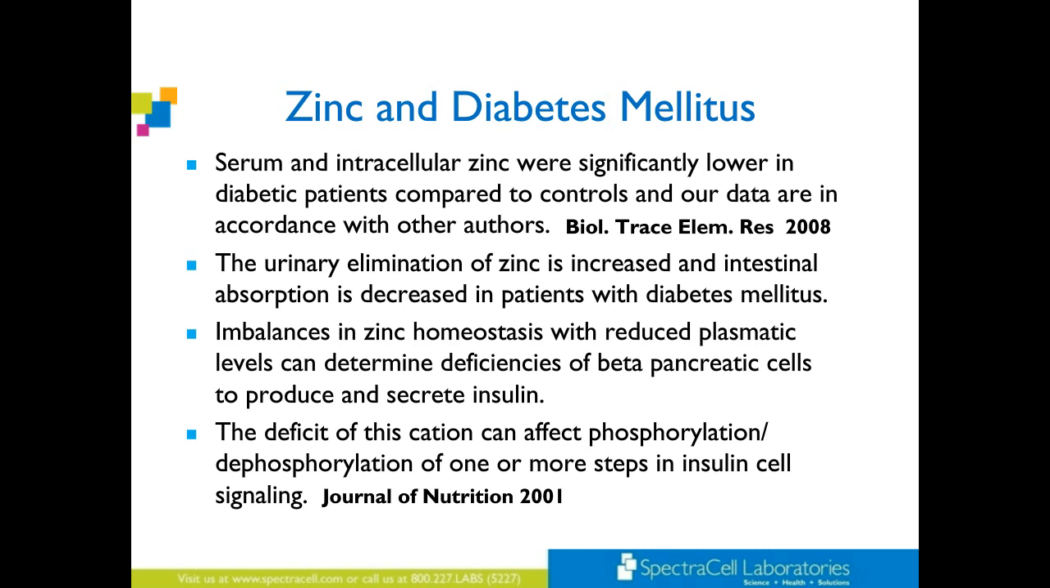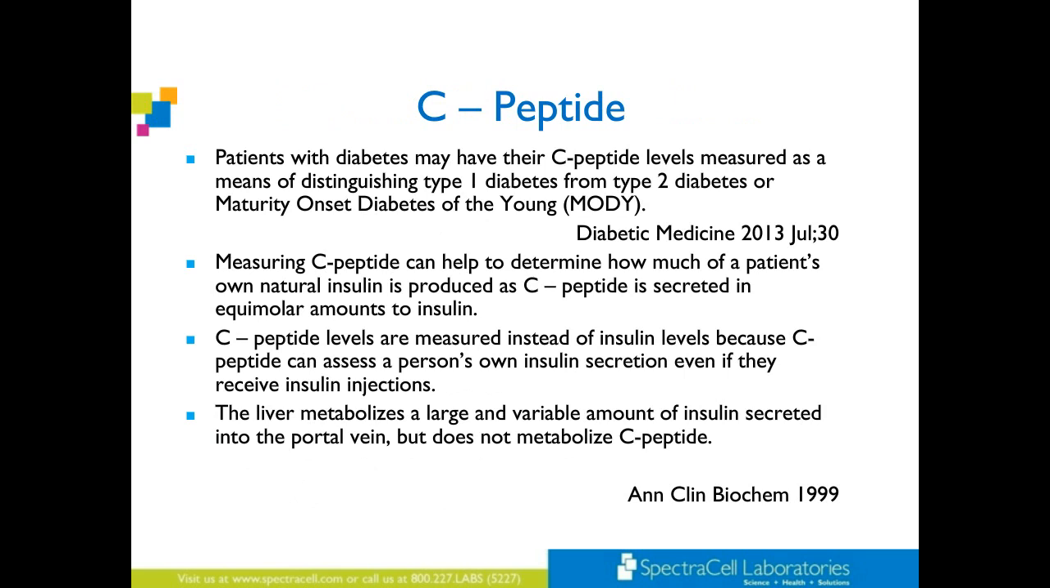C-peptide is another marker that SpectraCell looks at, and as you know, this is an important product to measure because, once again, it helps distinguish between type 1 and type 2 diabetes. It is very important to look at from the standpoint of whether a person is taking insulin for their diabetes. But once again, this precursor to insulin, and insulin's effect on the insulin receptor and regulation of glucose, is highly dependent upon nutritional status.